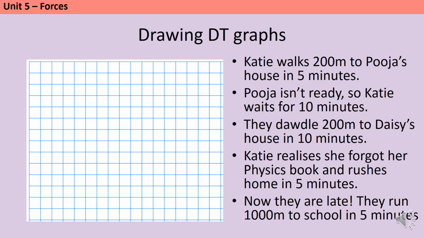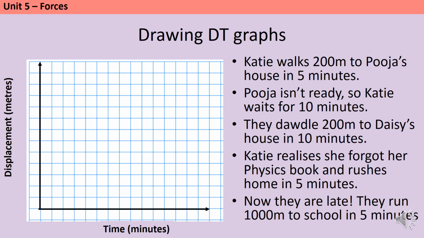Rather than interpreting a DT graph, you could be asked to draw one yourself based on a story. Start with your axes. Time always goes on the x-axis at the bottom, and distance or displacement will always be on the y-axis. Next, you need to think about a sensible scale. You should always be aiming to use as much of the paper as possible for your actual data points.